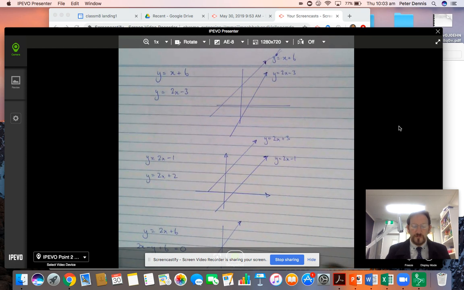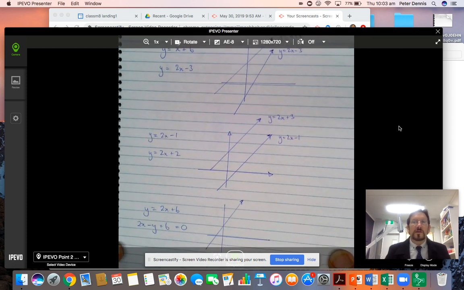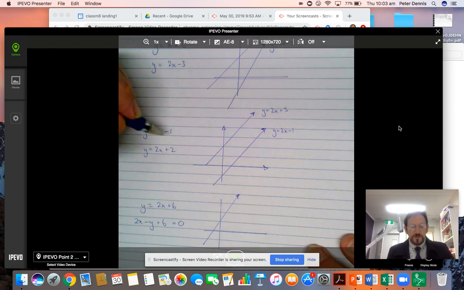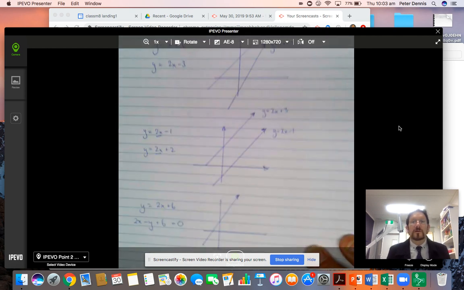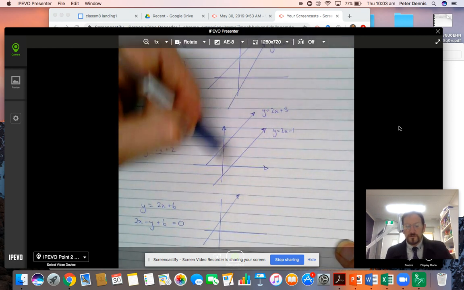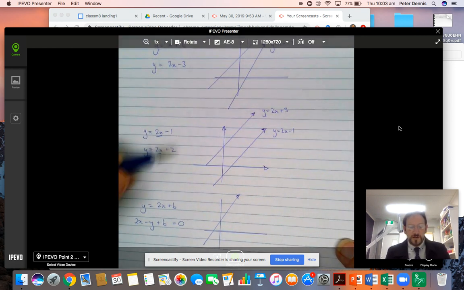Because they're at different gradients, they are going to intersect at a point. And that often happens. Other things that can happen is when you've been asked to solve simultaneously y equals 2x minus 1 and y equals 2x plus 2. We can see straight away, because of the 2x, that these lines are parallel. Because they're parallel, they'll never meet. Therefore, here we have no solutions.